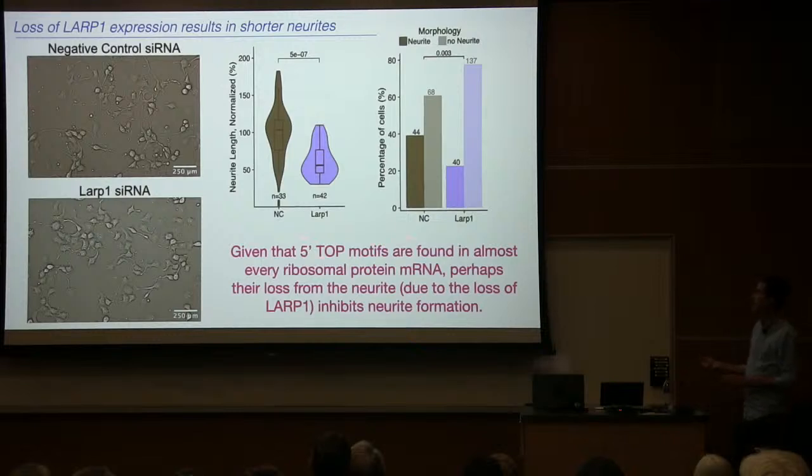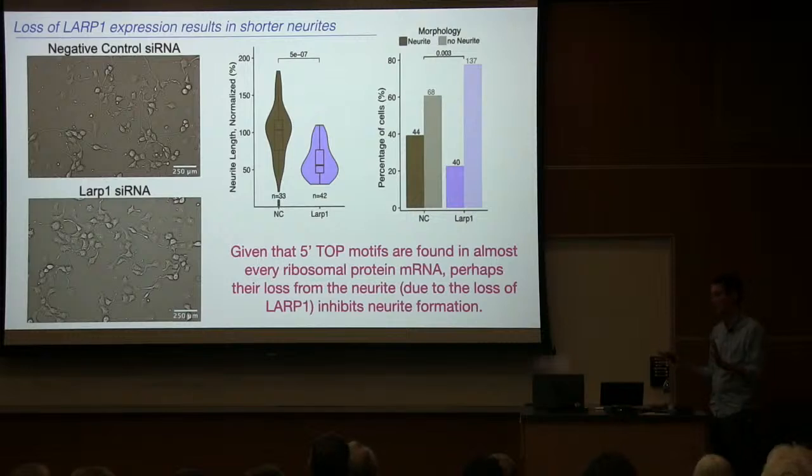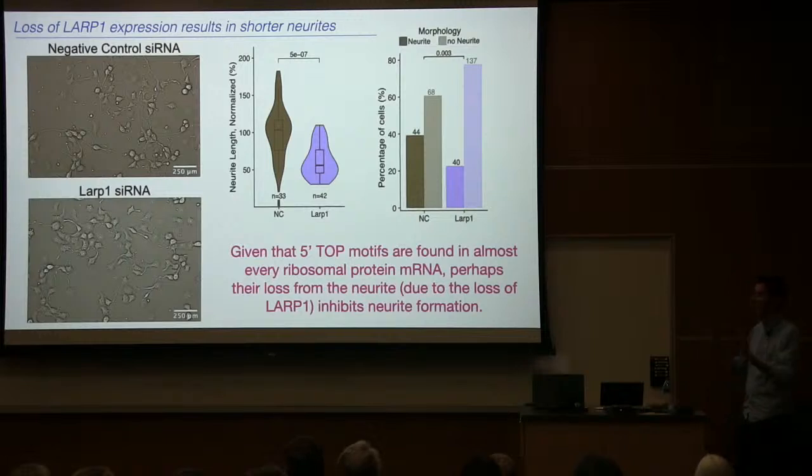So given that these 5' TOP motifs are found in almost every ribosomal protein RNA, perhaps their loss from the neurite, due to the loss of LARP1, inhibits neurite formation. This is very speculative. I mean, we can't draw this conclusion directly from this data, but this is to say that maybe RNA localization actually matters, because there's not a whole lot of defined cases where that's true. So anything that smells like that, I'm going to highlight it. All right. Neuronal cells, 5' TOPs require LARP1 for an RNA to get to neurites.